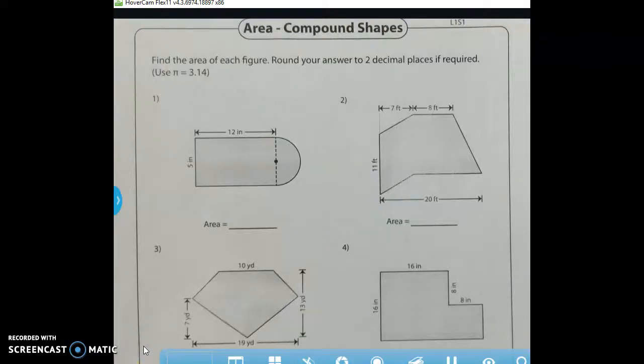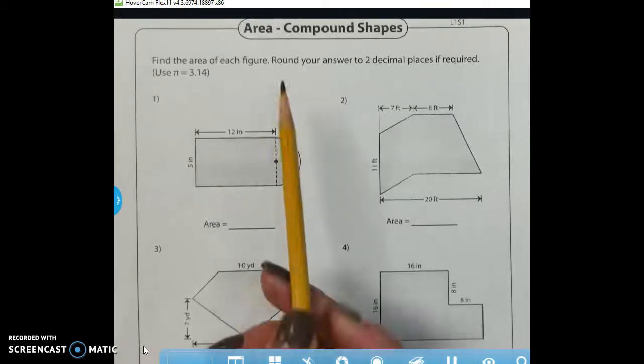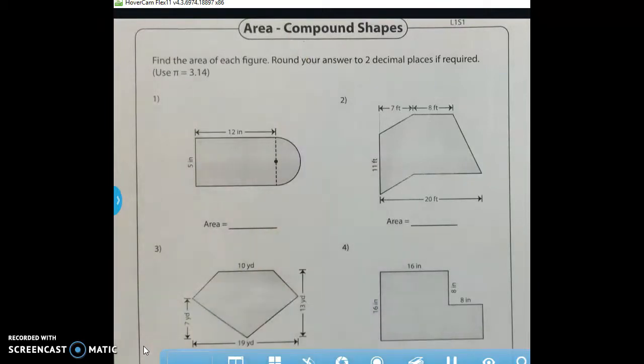In the previous video, you had the opportunity to review the areas of basic traditional two-dimensional shapes. In this video, we're going to learn how to find the area of compound shapes. Compound shapes are unique in their structure. Every one of them is designed by combining two or more simple shapes.